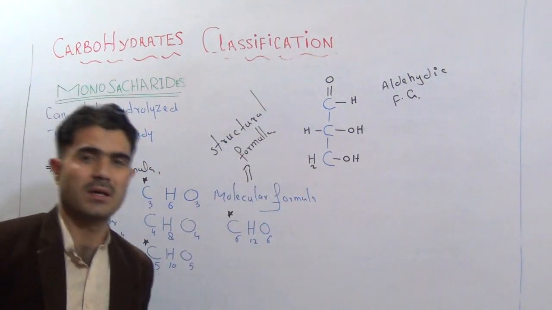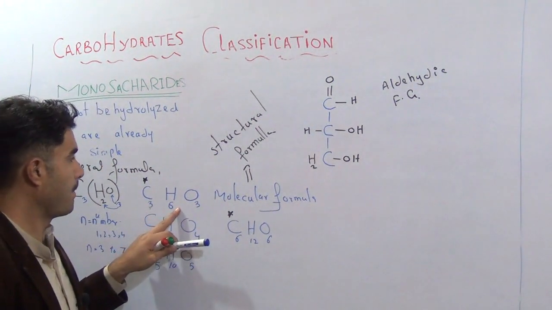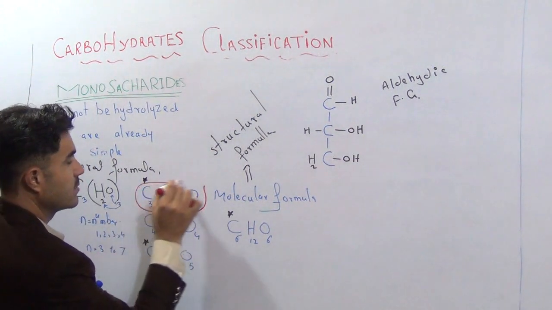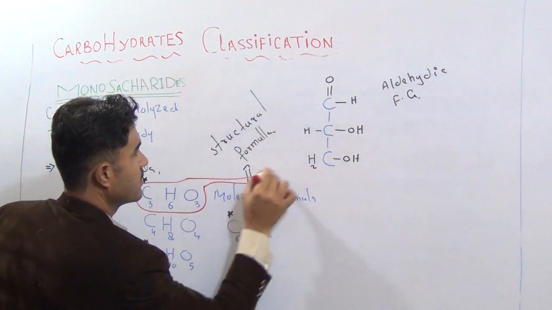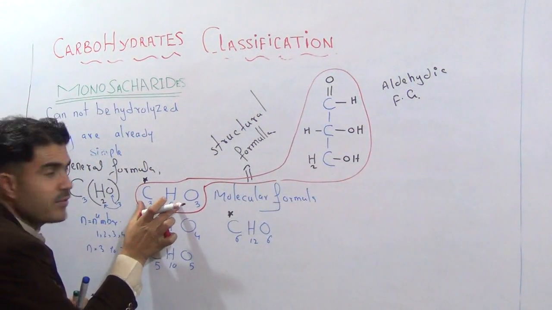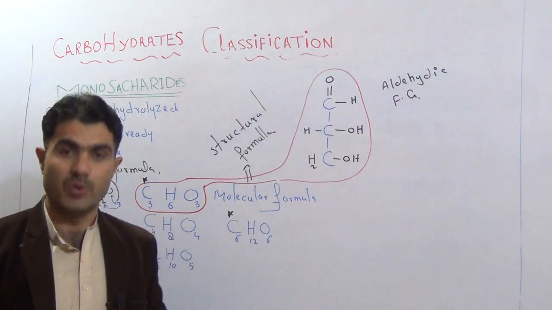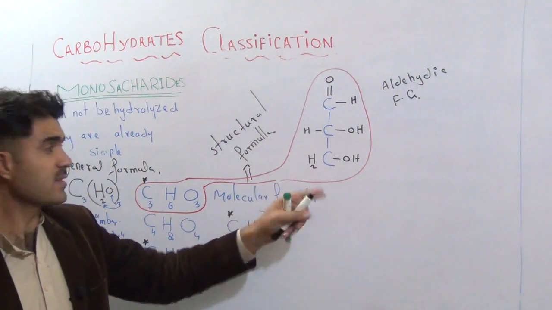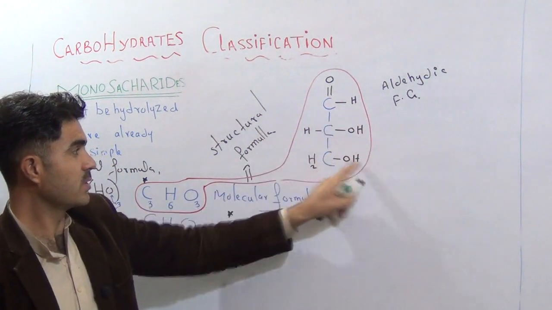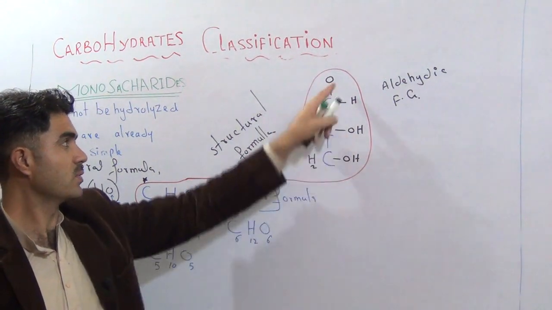Now this is a monosaccharide. This is the structural formula, and this one is the molecular formula. This is the molecular formula of the monosaccharide, and this one is the structural formula of the monosaccharide. You can see there are 3 carbon, 3 carbon. There are 6 hydrogen, 1, 2, 3, 4, 5, 6 hydrogen here, and 3 oxygen here. 1, 2, 3 oxygen.